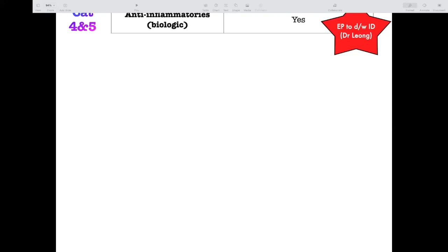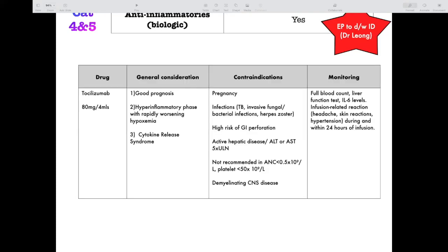So next, in Cat4 and Cat5 patients, we are going to discuss a little bit on anti-inflammatory. The anti-inflammatory that we are going to discuss here is tocilizumab. For tocilizumab, these medications are with ID. So our role in ED is to identify this type of patients and inform the ID team so they can start patients with COVID-19 earlier.